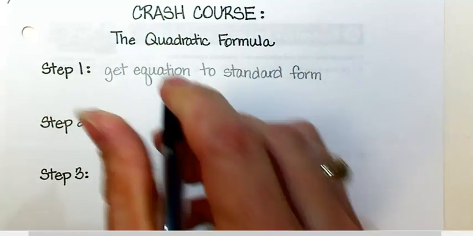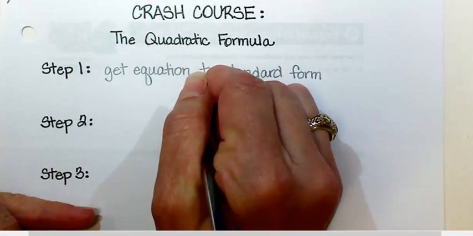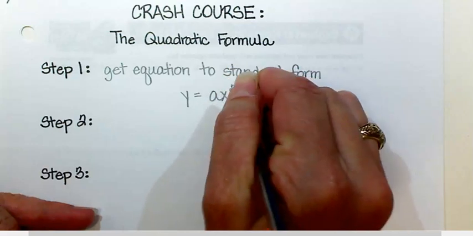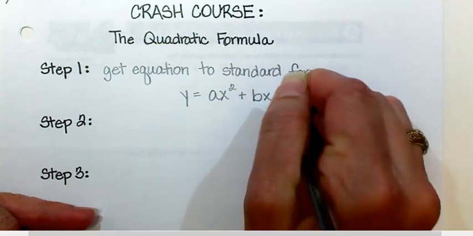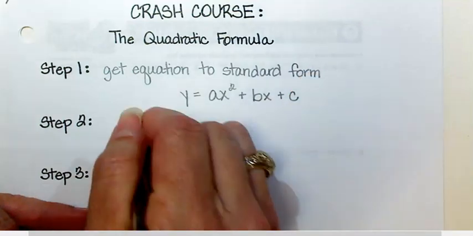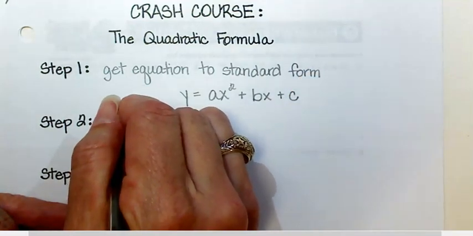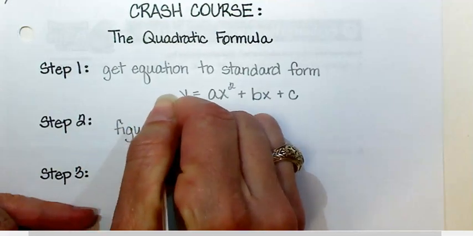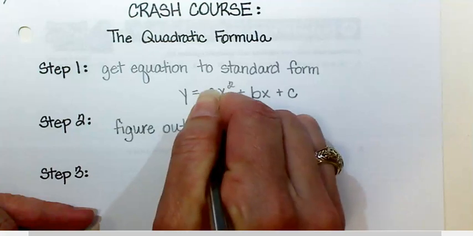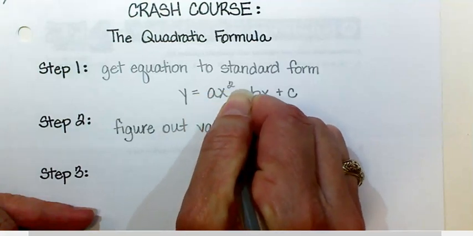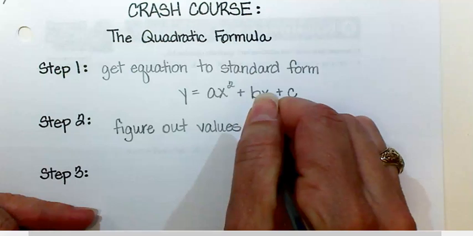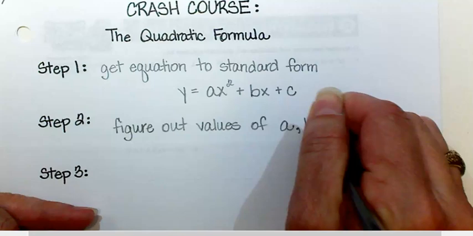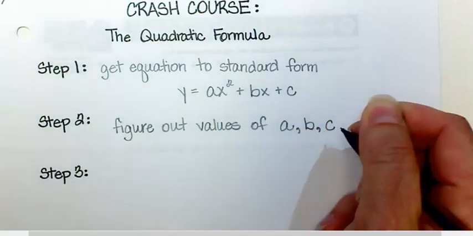And remember, standard form is some number in front of your x squared plus some number in front of your x plus a plain old number. Okay, then you need to figure out what your a, b, and c is. And that you just look at your standard form.